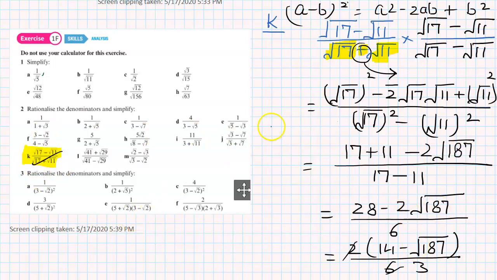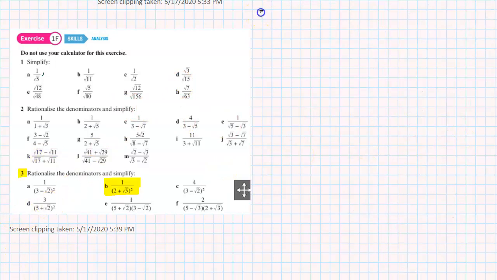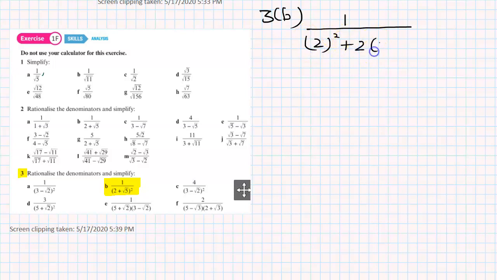Now I am going to do one more part of this, because this is a square here. It's not a binomial, it's a trinomial, means 3 terms are there. So let's see how we are going to solve this. So question number 3, part B. That is 1 over 2 plus root 5 square. So the square of first plus 2 first function, second function plus square of second. That is the formula we use.